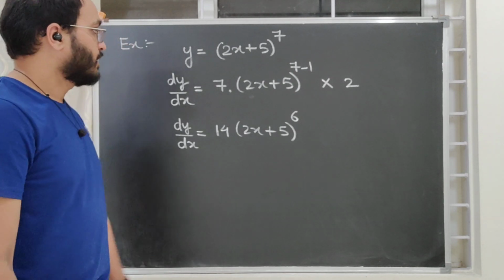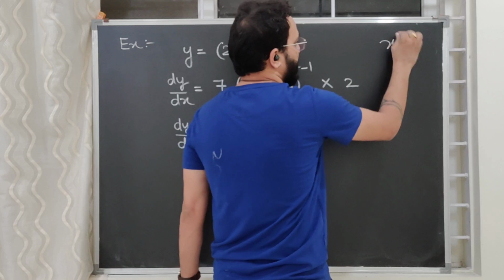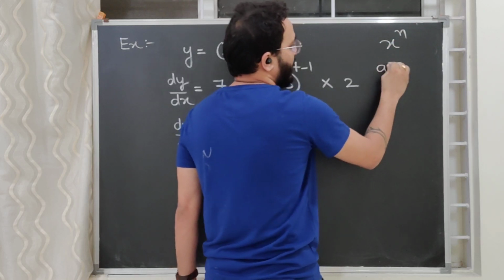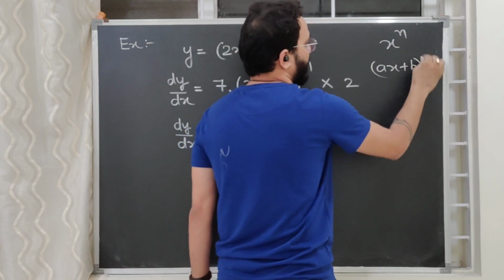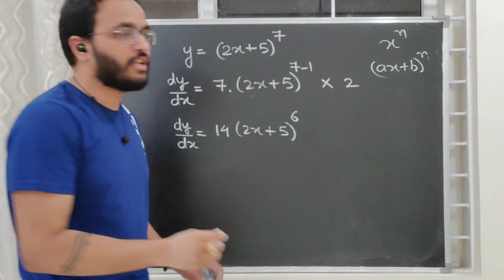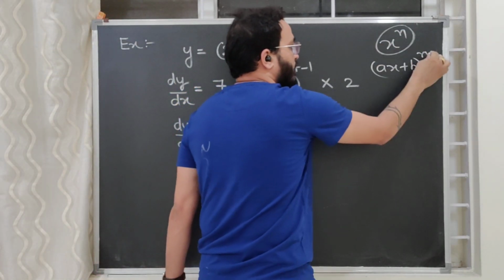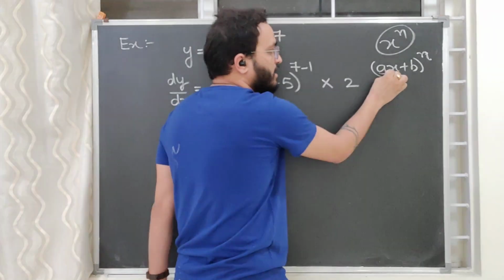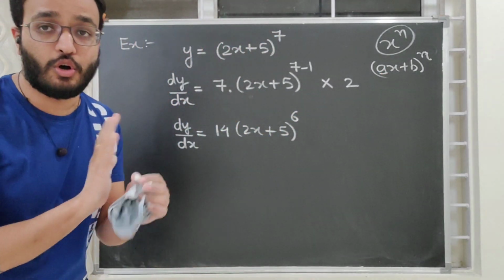Just like we differentiate x to the power n, instead of x you have written ax plus b to the power n. That's all. So when you differentiate, you will differentiate just like this function only, keeping in mind that at last a will come outside. That's all. No difference.